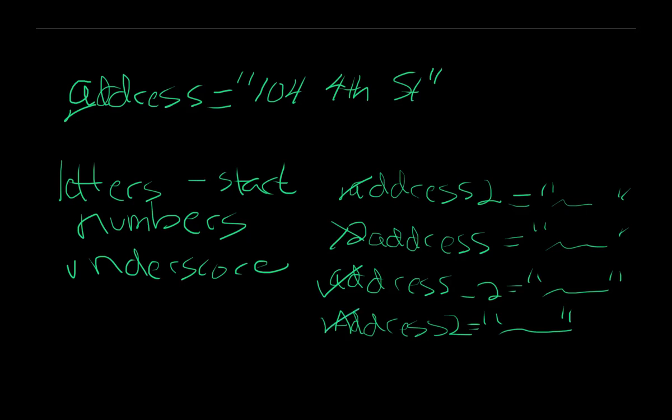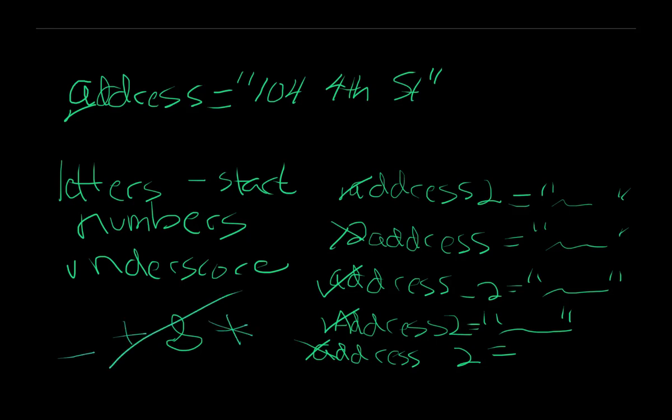However, we can't use anything else in a variable name, and that includes a space. So we could not have something like address space 2. This would not be acceptable. We also can't use any special characters: asterisks, ampersands, plus, minuses. None of those would be acceptable. So in order to be able to have legal names in Python 3, we have to follow these rules.